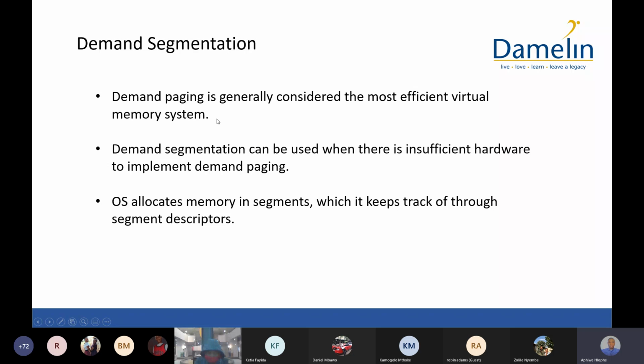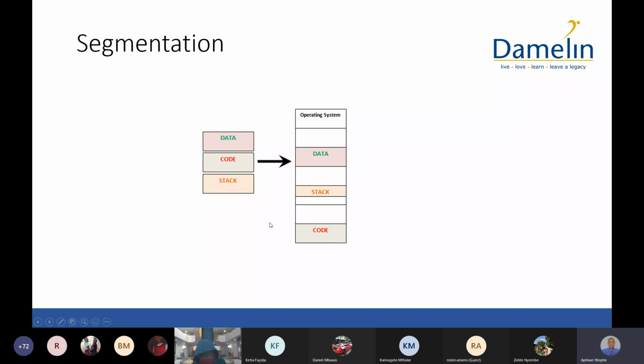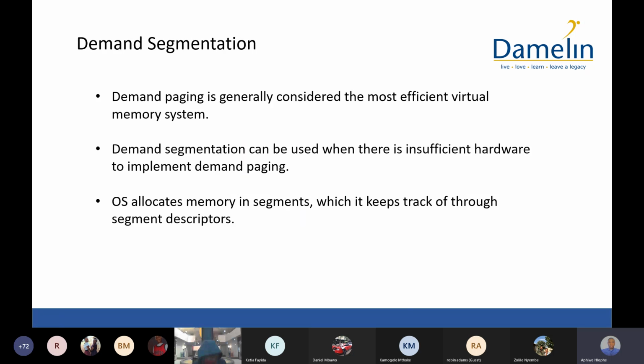And the same thing applies with segmentation. There could be demand segmentation. They say demand paging is generally considered the most efficient virtual memory system. Demand segmentation can be used when there is insufficient hardware to implement demand paging. The OS allocates memory in segments, which keeps track of them through segment descriptors. Okay, so demand segmentation as well. So certain segments are sent, certain segments are left behind. When they are required, then they are requested, okay, from the secondary storage.